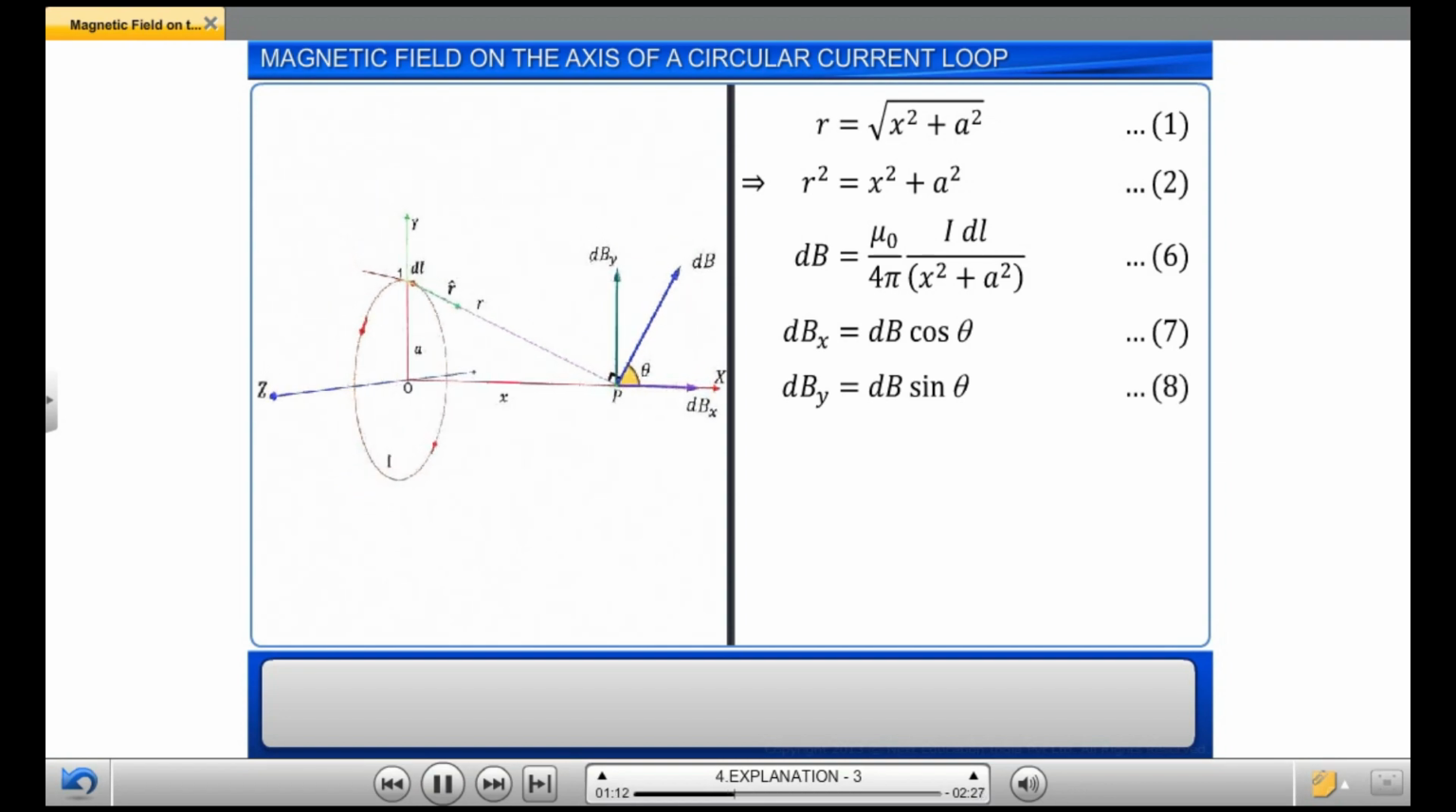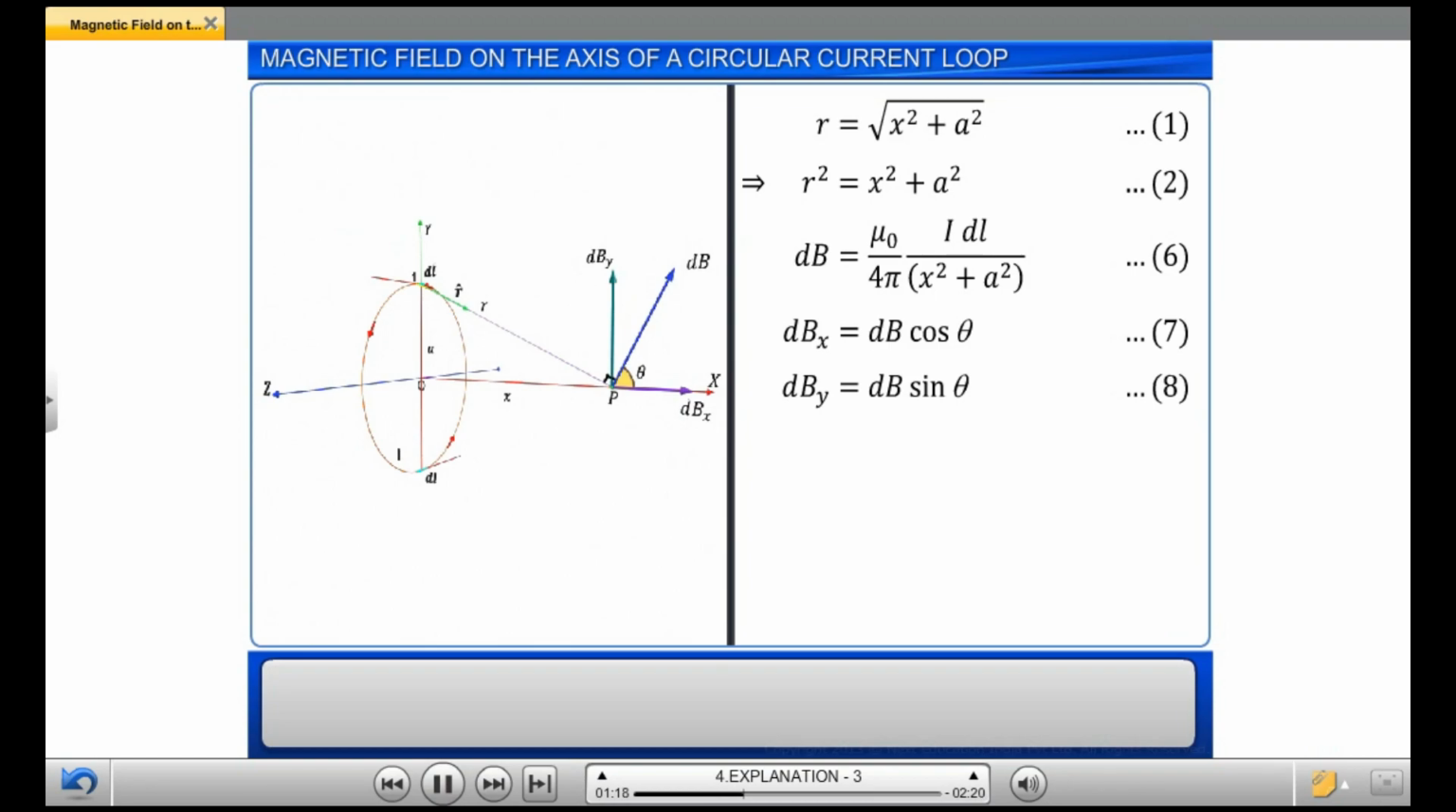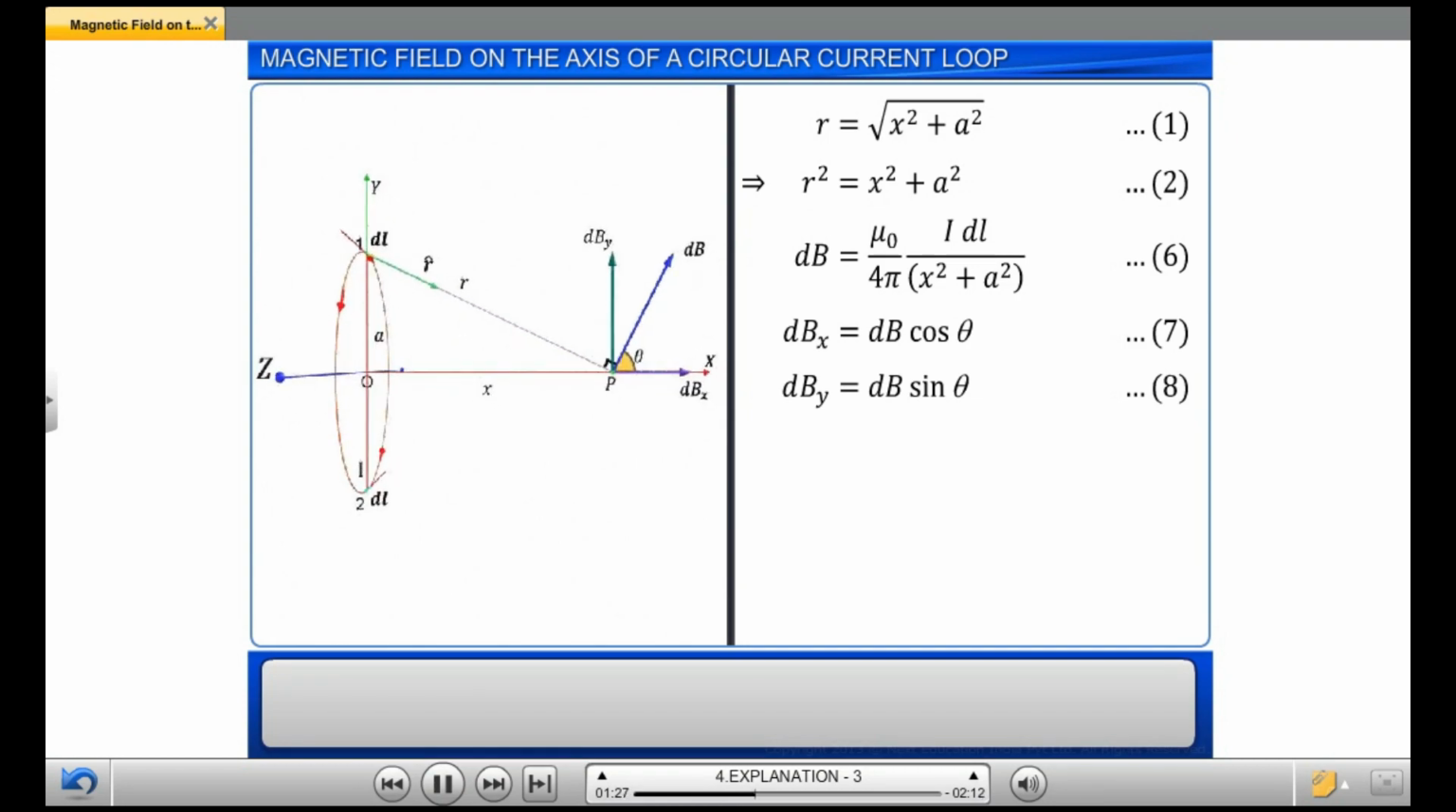Let us now consider another small element of length dl on the circular loop at a position diametrically opposite to the first element as shown. This element at position 2 is at the same distance from the point P on the axis of the loop as that of the element at position 1 on the loop.